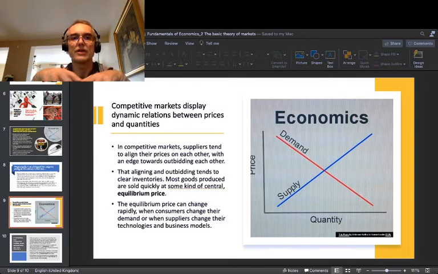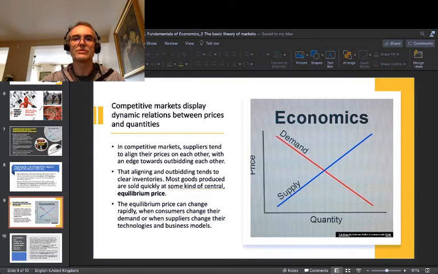And that in turn leads in the long run to a phenomenon of mutual alignment of business patterns. In competitive markets, people tend to align their behavior on each other. They tend to be very similar in their behavior.